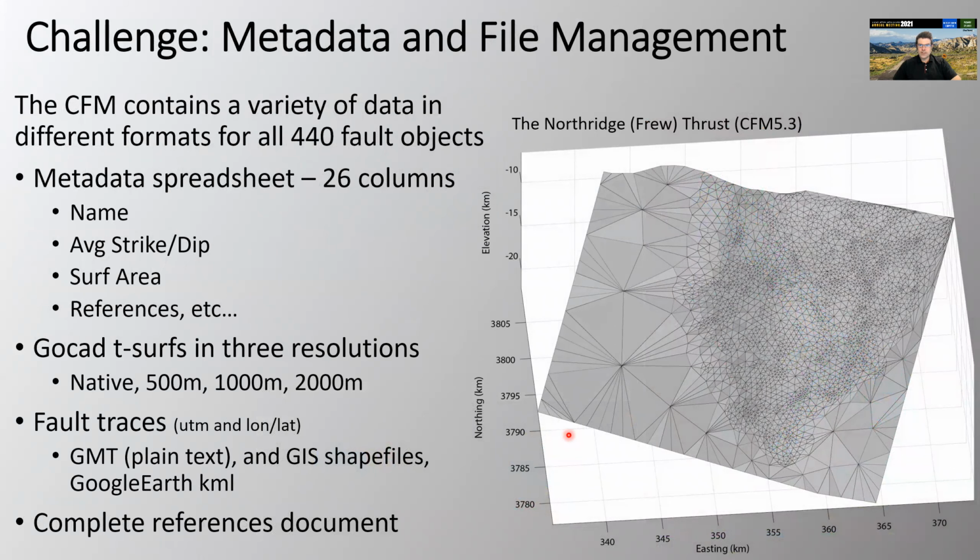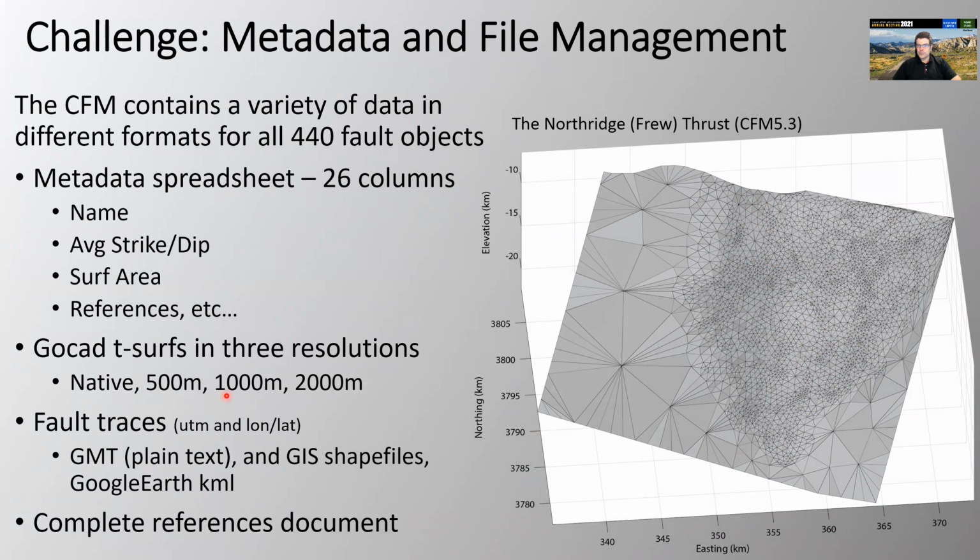Another challenge of the CFM is metadata and file management. This is a big model, which historically was built by hand. So for all of our 440 preferred objects, there's a spreadsheet that has 24 columns of metadata. This is things like strike and dip and fault area, references, stuff like that. All of these faults are also provided in 4 different resolutions, along with fault traces in 3 different file formats, along with a reference document. This is a lot of stuff to manage. And if you're going to deliver this in an online environment, everything has to be correct, no inconsistencies.